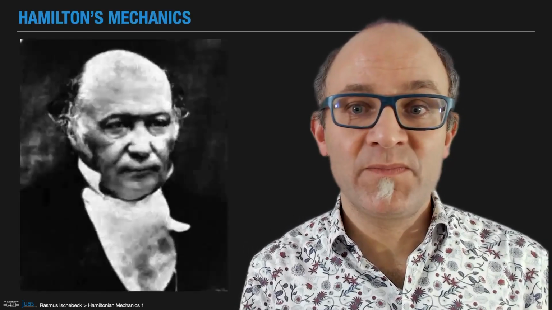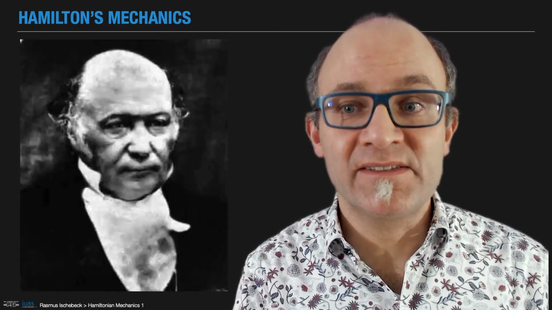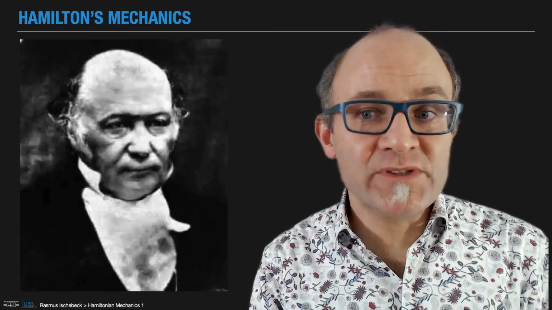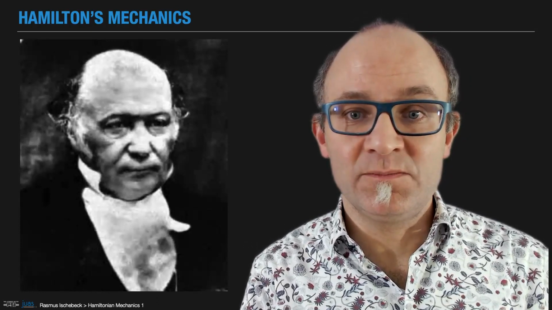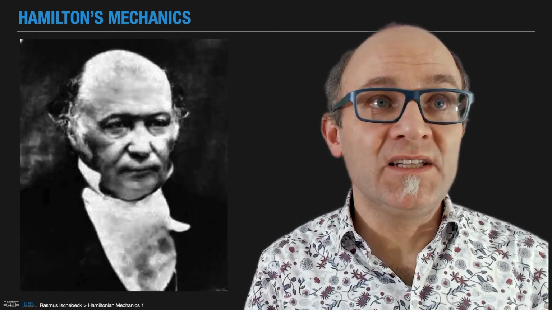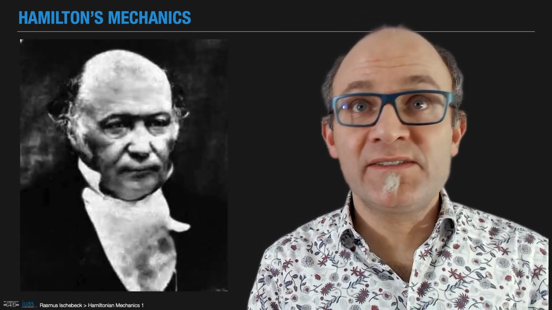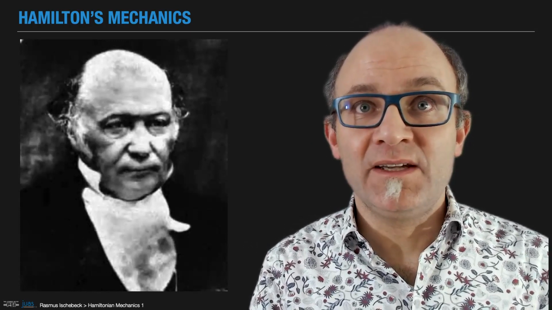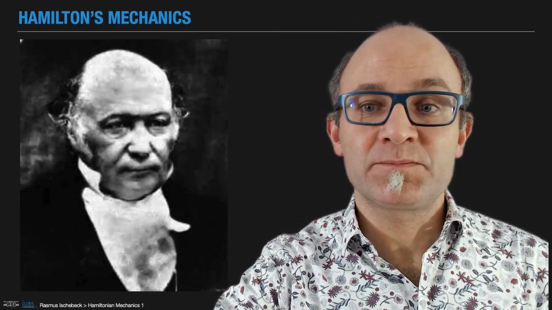And this formulation of classical mechanics is called Hamiltonian mechanics. William Rowan Hamilton lived from 1805 to 1865. He introduced a formalism that allows us to derive the dynamics of a system. And you can already see that while he lived before Einstein discovered the special theory of relativity, we can still use this formalism today. And that shows the real power of what we can do with this.